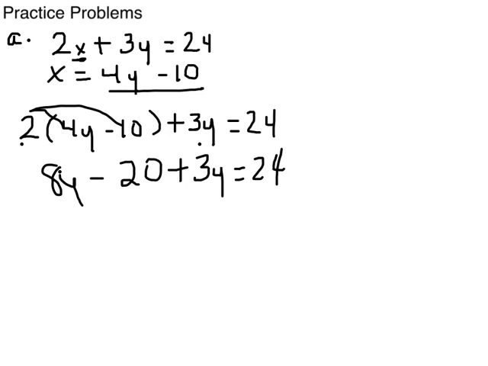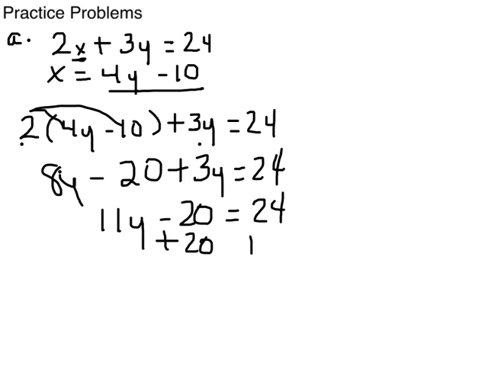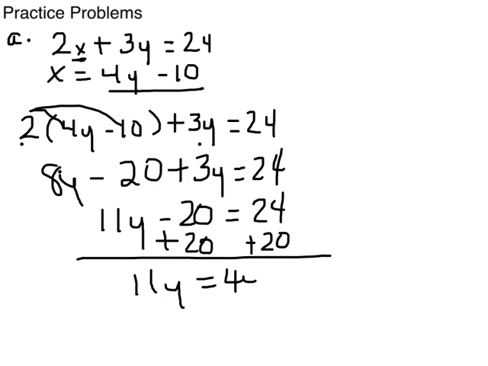We've got 8y and 3y that we can combine. They are like terms. 11y minus 20 equals 24. Now we're going to move the 20 to the other side, and we will have 11y equals 44. When we divide by 11 on both sides, we get y equals 4. So in our ordered pair, we're going to put x first, and then we're going to put y as 4.